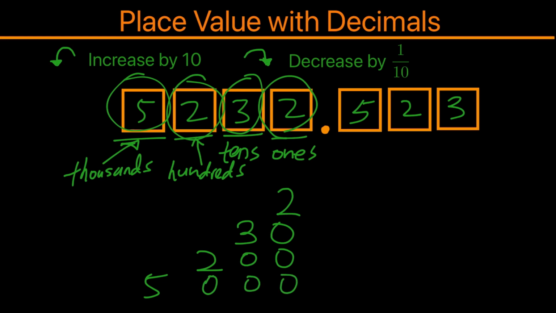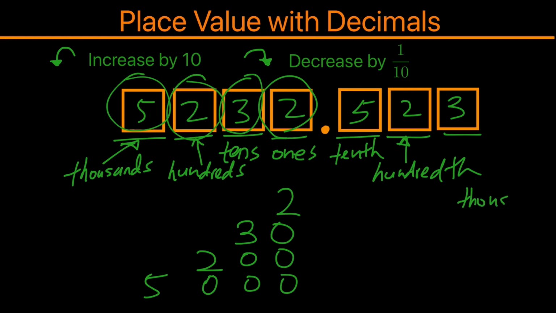Now for the numbers behind the decimal, the 5 here is the 10th value, because that's equivalent to 5/10. And the 2 here would be the 100th value. And the 3 would be the 1,000th value.